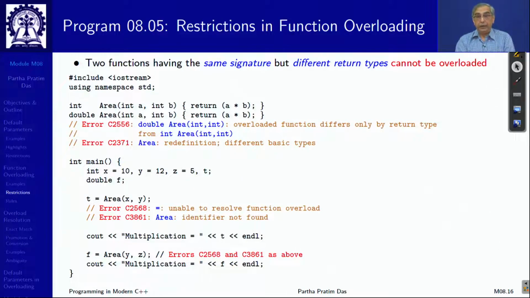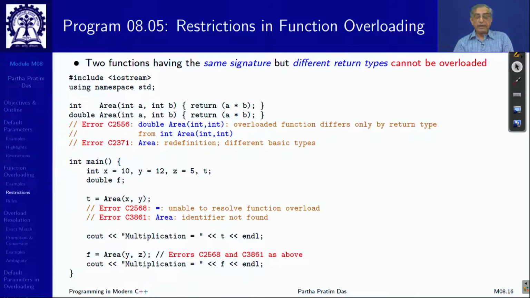However, the resolution must be possible by the parameters only. You cannot resolve based on the return type. 2 functions having the same name, which are indistinguishable by their parameter types, cannot be decided by their return type. Very simply, because when you call the function, you only pass the parameters. There is no way to tell what kind of return value you are expecting. It is whatever you get. So, that is not possible.